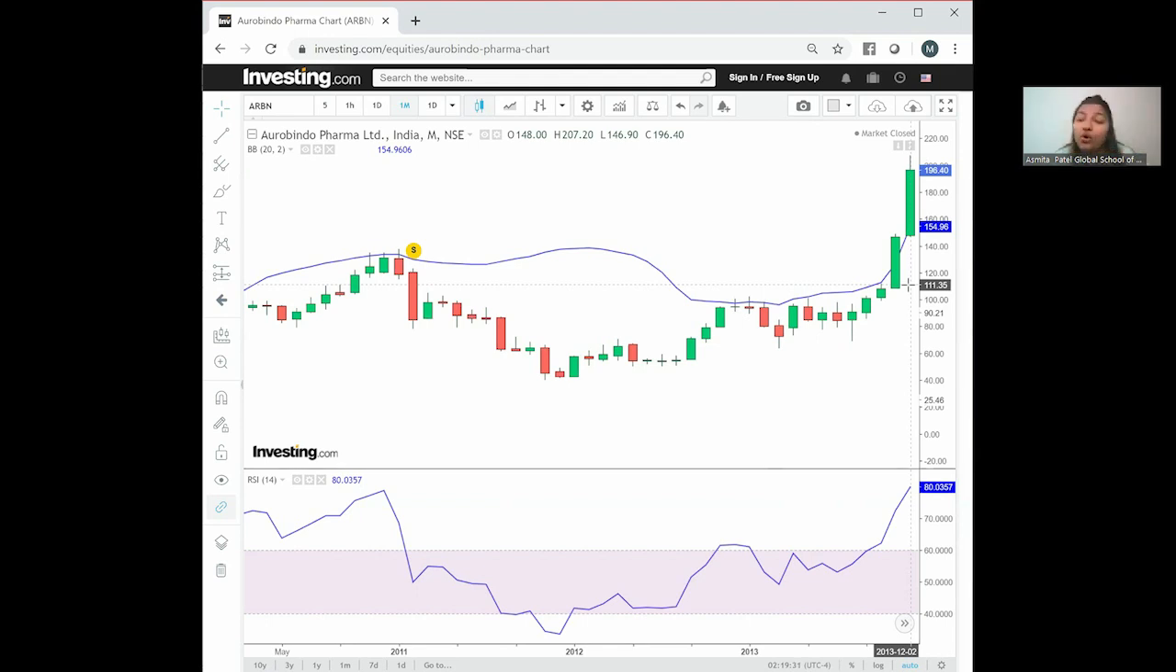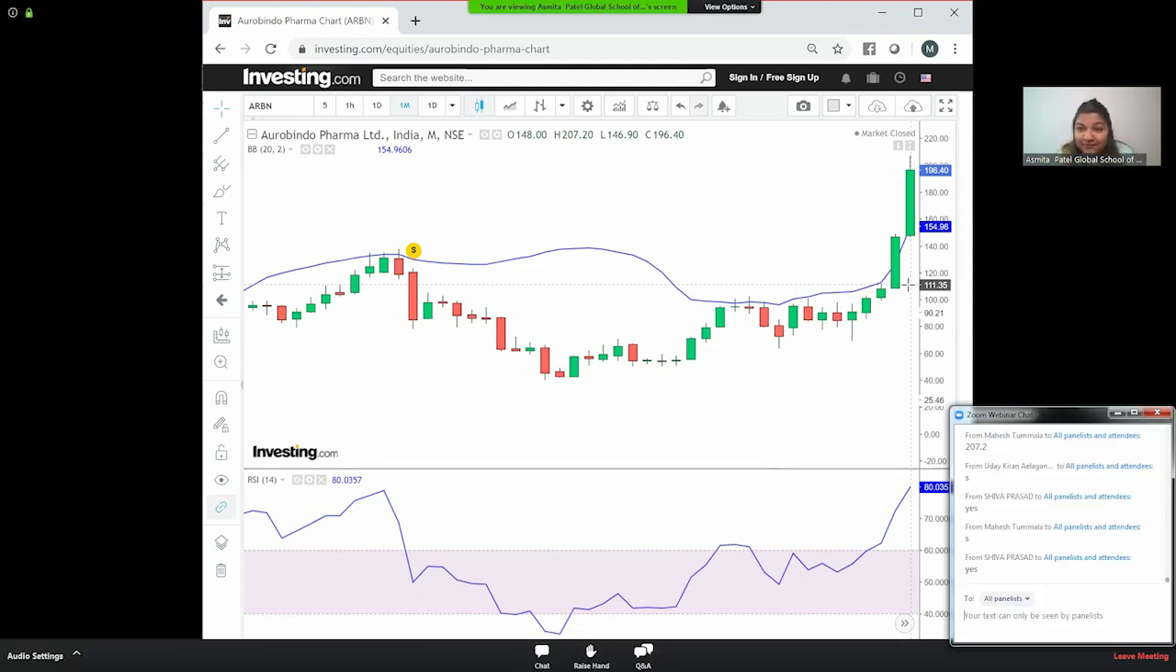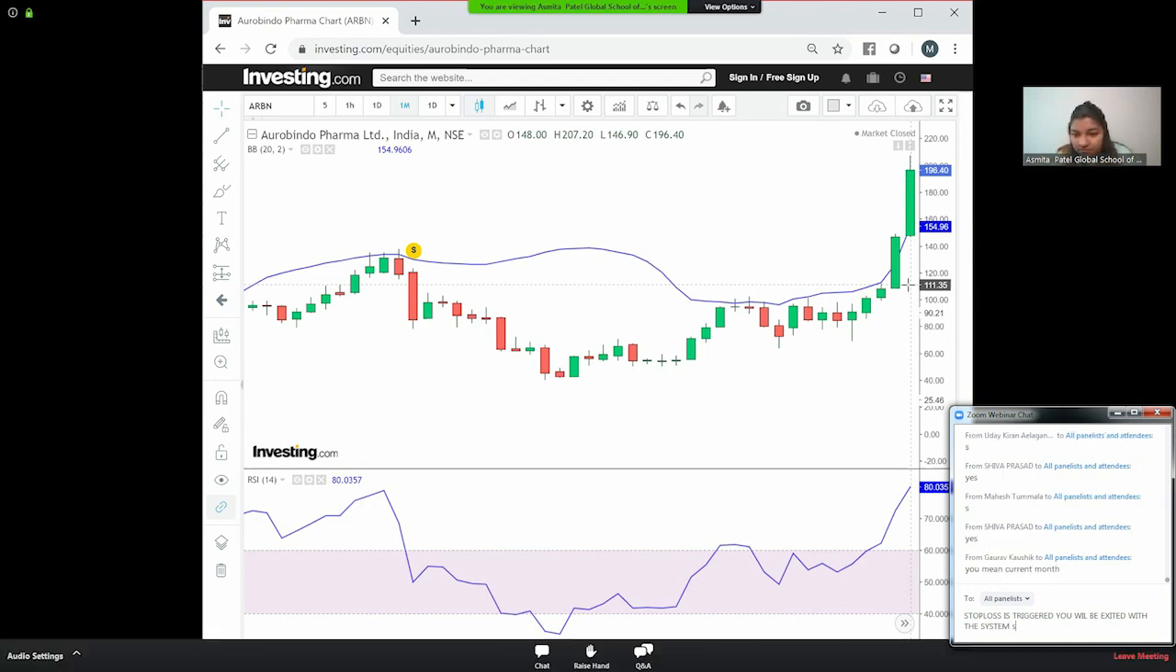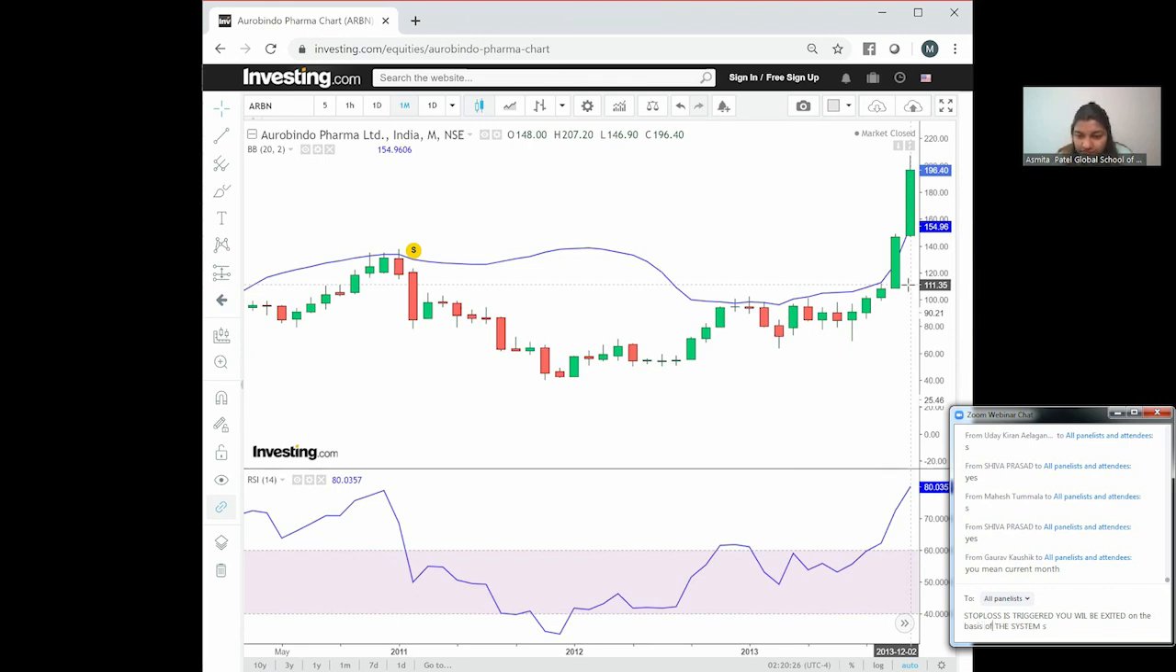Step 1. What is step 1? Monthly candle should close above the Bollinger Band. So, did this candle close above the Bollinger Band? Check visually. First check visually. If it is not clear, or if it's too near to that band, then you can check the price. So rule number 1 is satisfied.